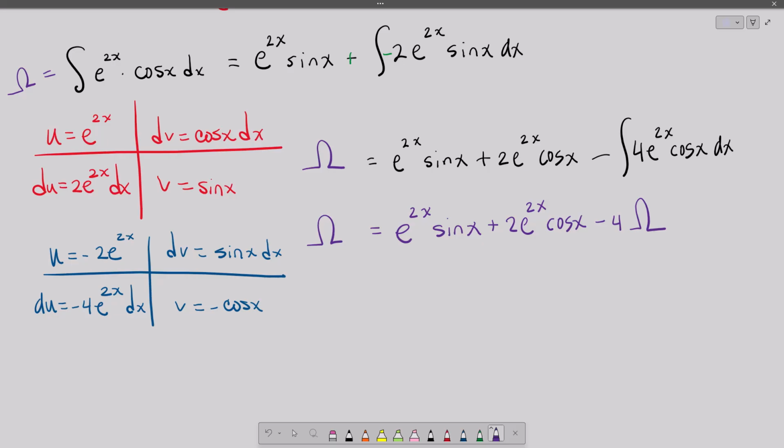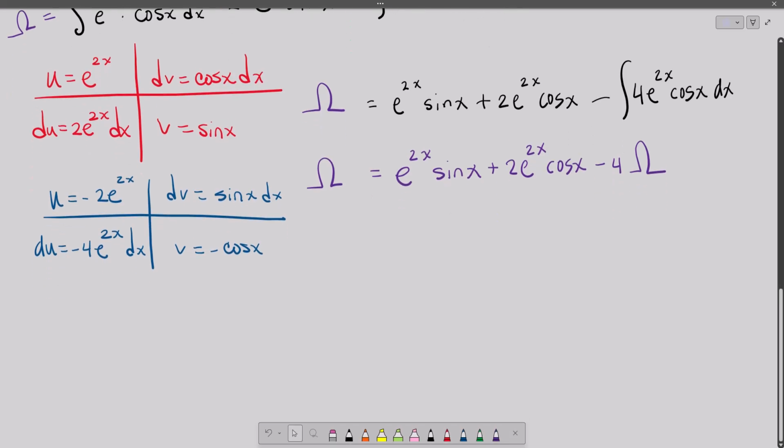If we call omega the integral of e to the 2x cosine x, then we have 4 of them over there. So there, we've gotten rid of the integration piece. Now we do the twist part. We're going to twist those omegas together. So we're going to have 5 omega. 5 omega is going to be equal to this stuff here.